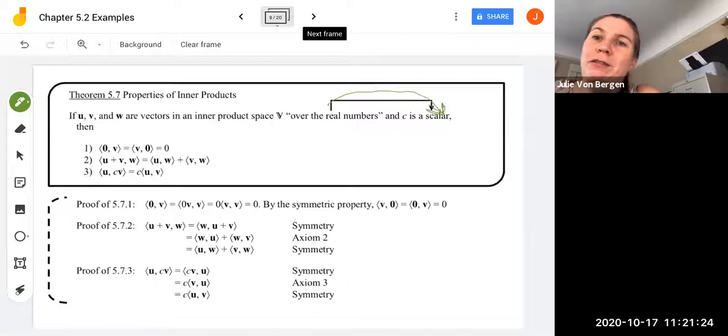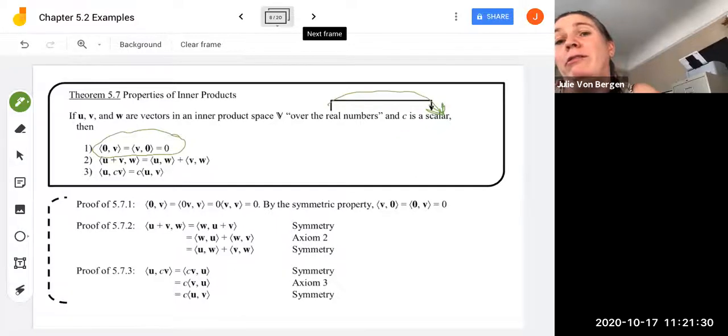So by symmetry, zero inner product with v is the same as v inner product with zero, which is going to be zero. And notice in the inner products, those are the zero vectors. But our total is going to be a value, and that value that it totals is zero, just zero the number. That's why it's not in bold. And then u plus v inner producted with w is going to be u inner product with w plus v inner product with w. And u inner product with a scalar c times v is going to equal the scalar c multiplied by the inner product of u and v.